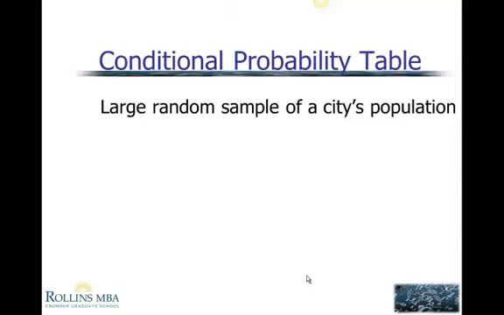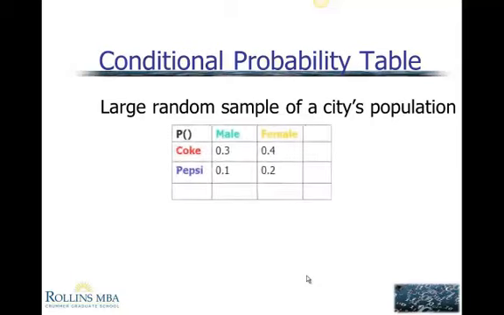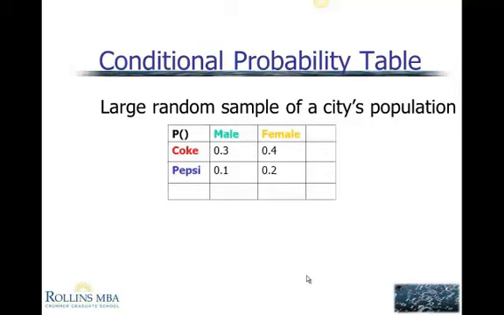So if you imagine a large city and a random sample taken from the city's population, and in this sample we've observed two variables. We're going to inquire about gender, and we're going to inquire about their preference now of one or the other of two very popular brands of cola. So let's say you're either a Coca-Cola drinker or a Pepsi drinker. And let's say you're either male or female.